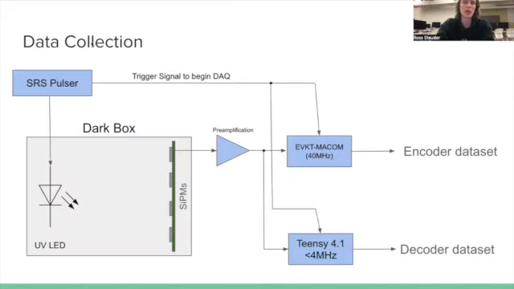So this is essentially how I collected data for this experiment. I hooked up some SiPMs in a dark box, pulsed a UV LED at several different pulse widths, and sent that trigger signal to a high-speed ADC and a low-speed ADC to get the encoder dataset and the decoder dataset respectively.